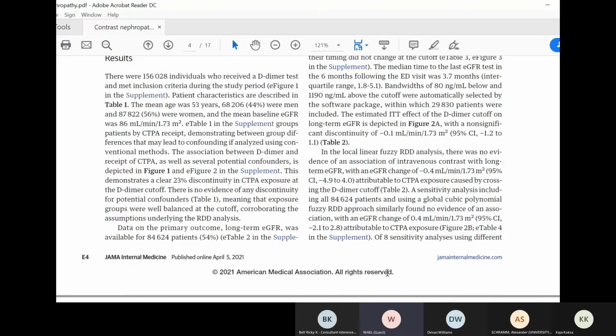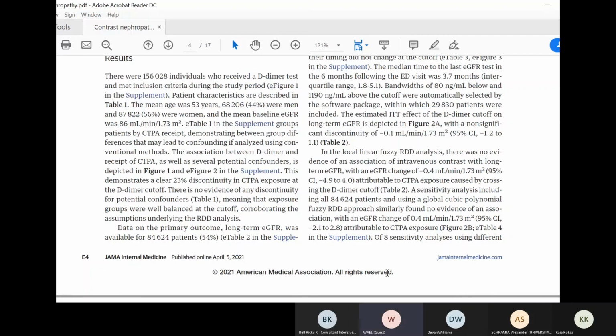In the linear local RDD analysis, there was no evidence of an association between intravenous contrast and long-term eGFR. There was just a drop in eGFR of 0.4 ml per minute, which was negligible, which could be attributed to the CTPA exposure caused by crossing the D-dimer cutoff.